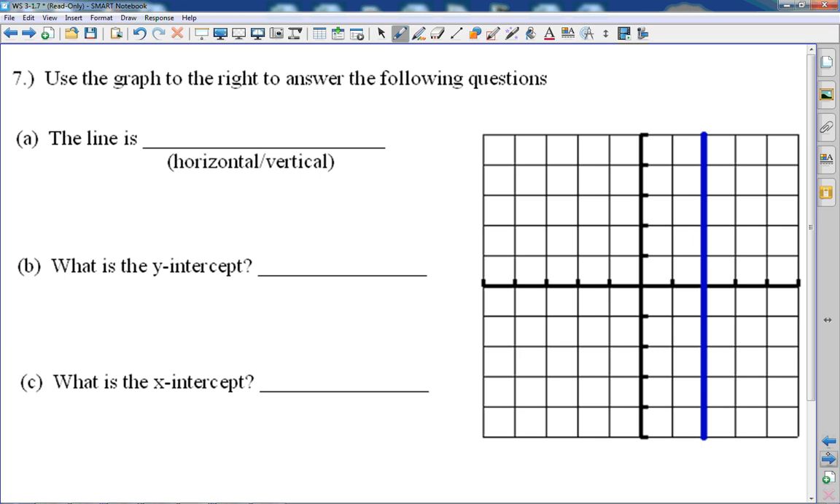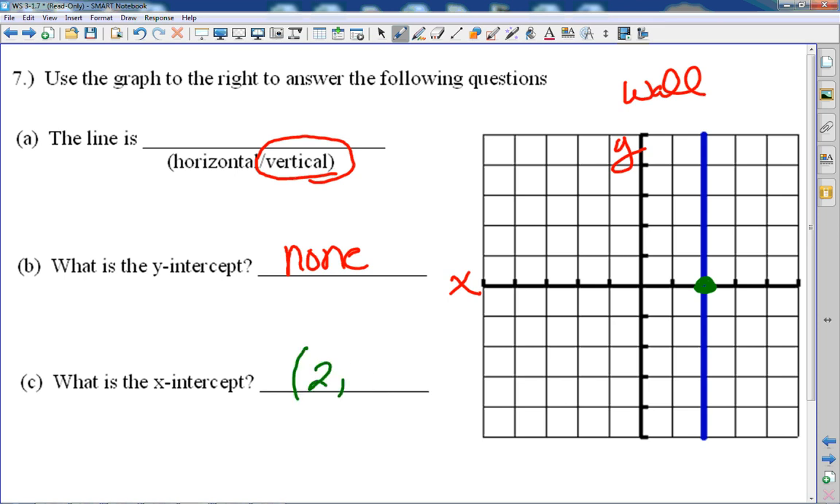Here's number 7. Right here, the line goes up and down. It's like a wall. That may be a hint to some of you. That is a vertical line. What is the y-intercept? Remember, this is x, this is y. Does it touch the y-axis? No, it does not, so there is none. What is the x-intercept? It crosses the x-axis right here, over 2. The x-intercept is 2, 0. Remember, it's always got to have a y number of 0.